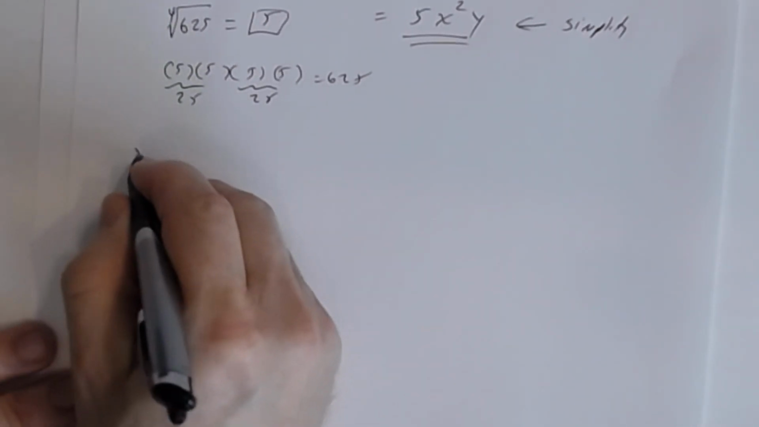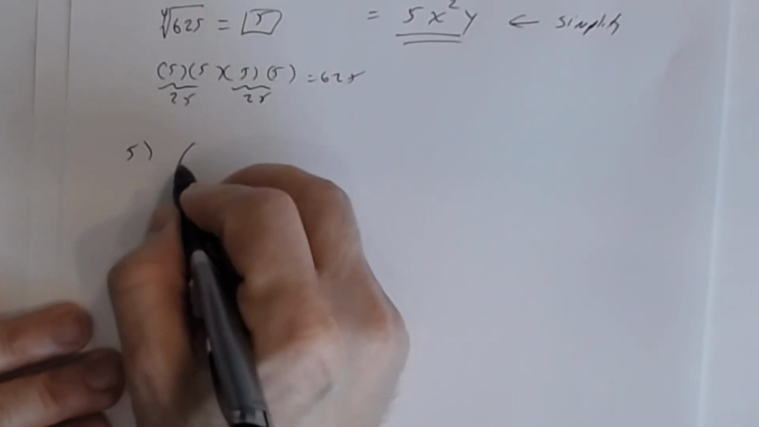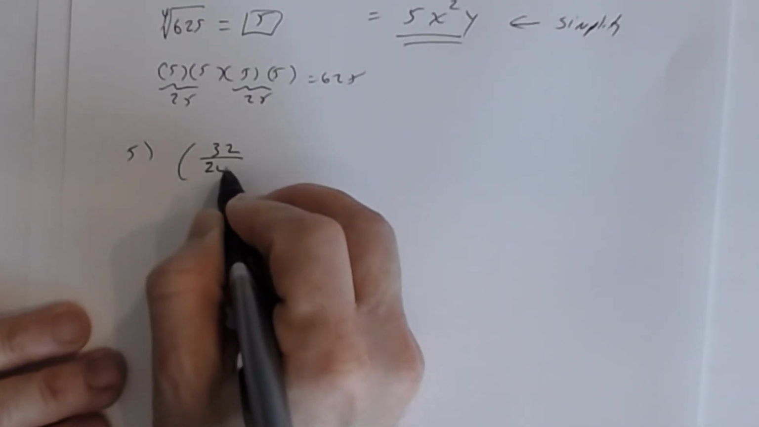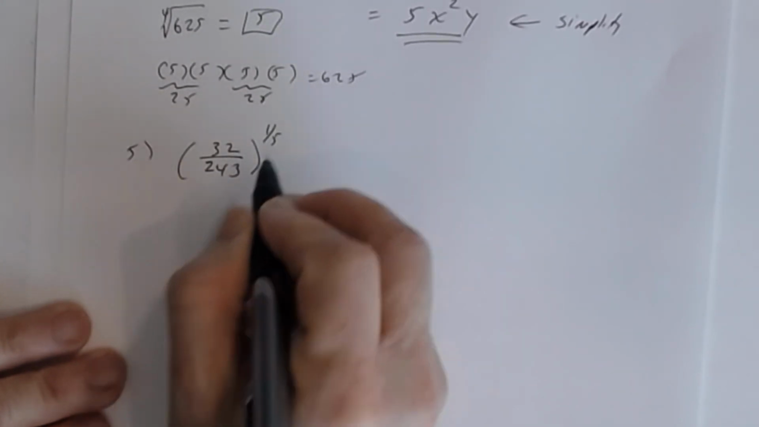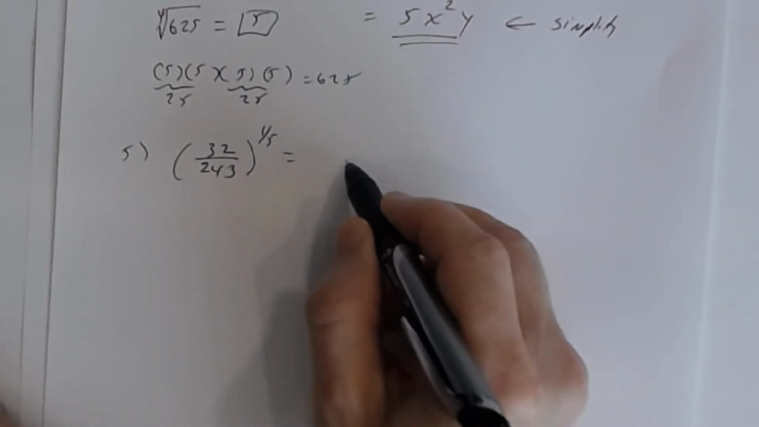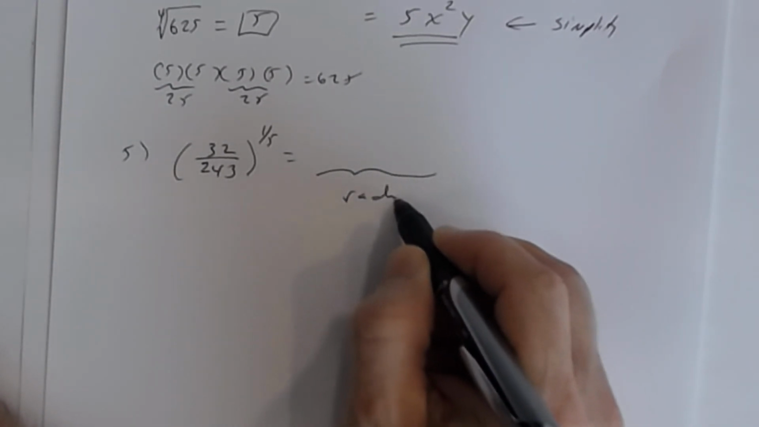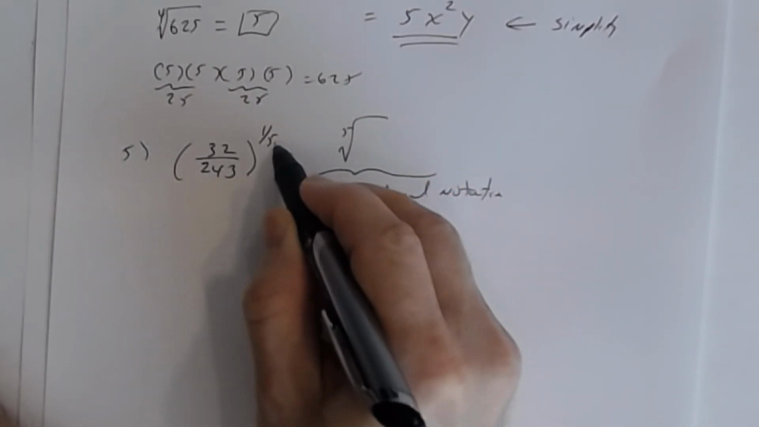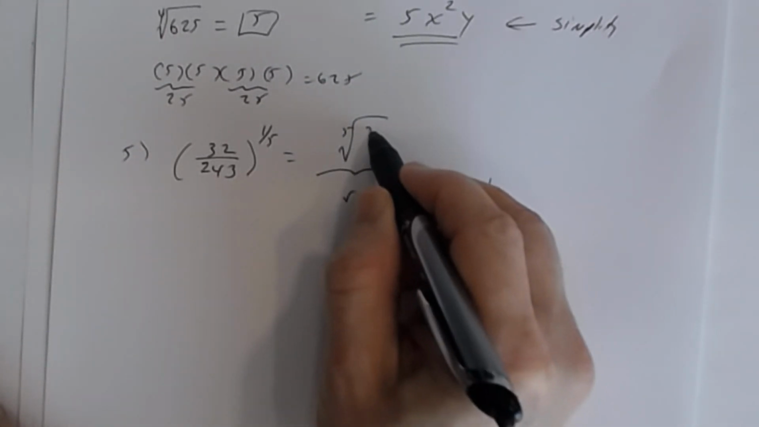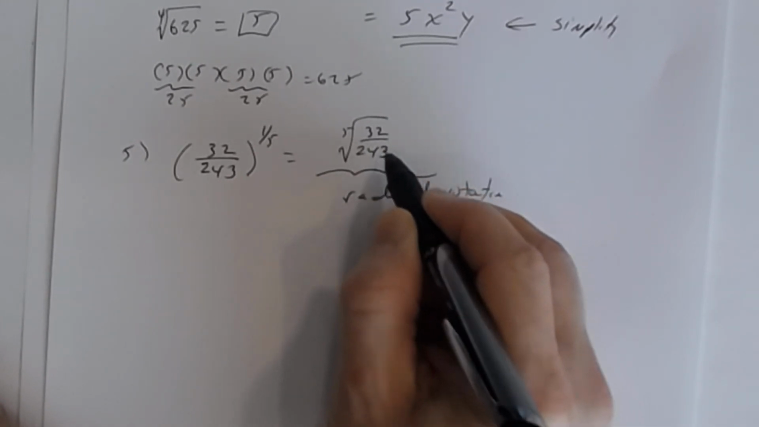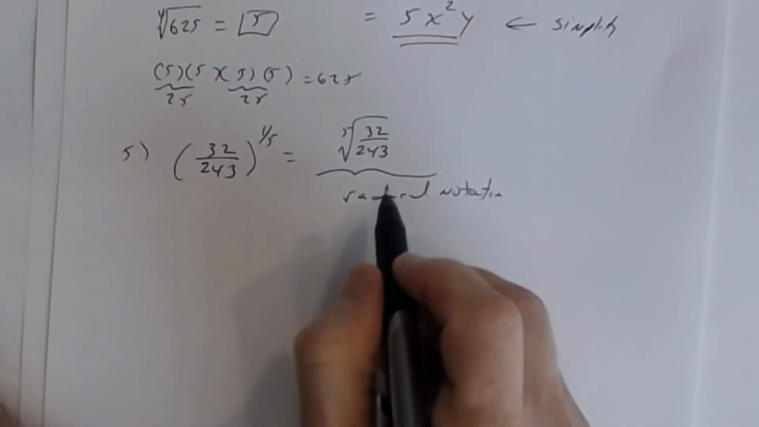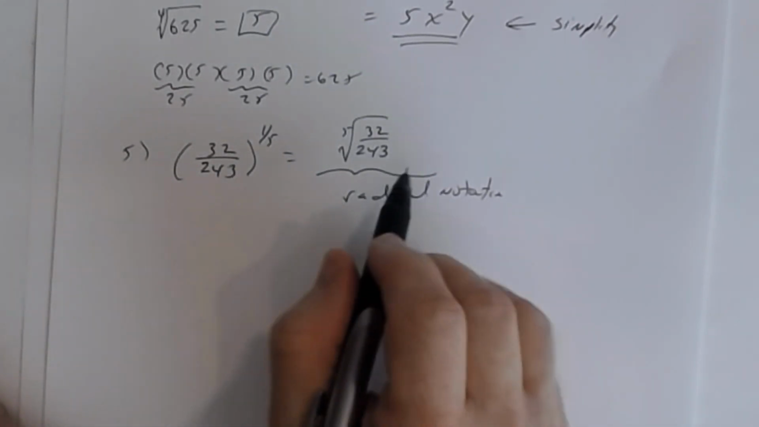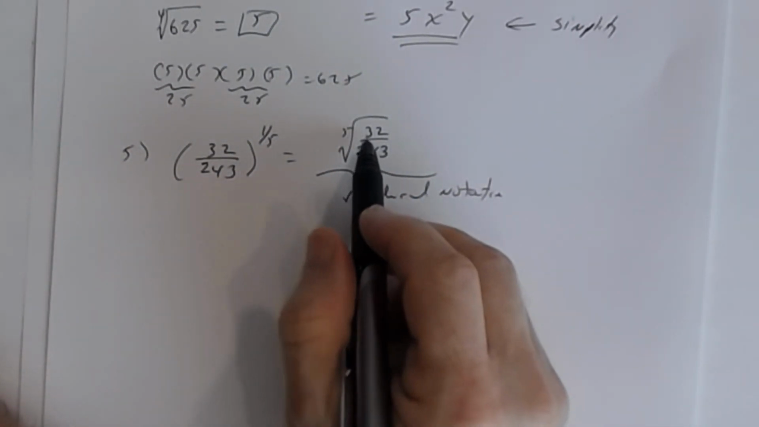All right, number 5. We have 32 divided by 243 raised to the 1/5. So again, we're dealing with 1/5. For the radical notation, here's what you're going to write. You're going to say the 5th root, the denominator is your index, of 32 divided by 243. Your numerator is your power, but that's just 1. So the numerator is just 1. That's all you write.